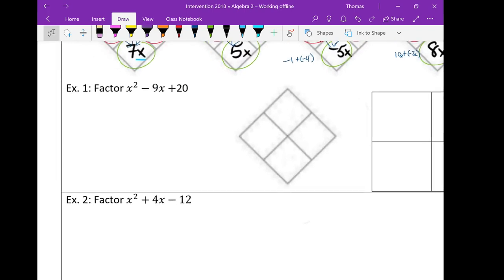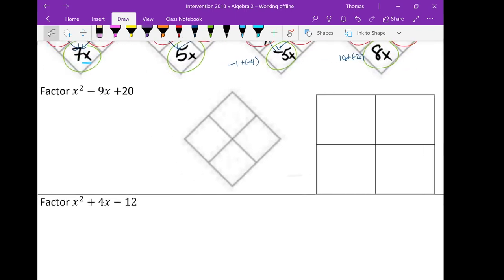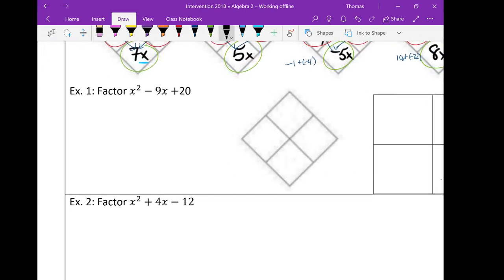So here's an example, both with a diamond and with a box. Our goal in this problem is going to be to take this quadratic expression and rewrite it as a product of two factors, two x term factors.